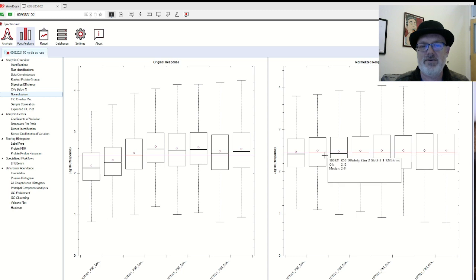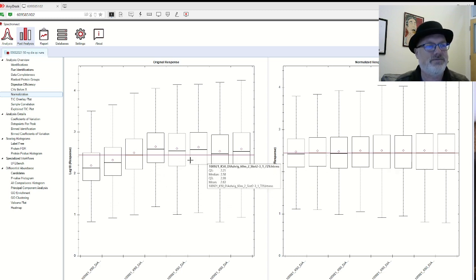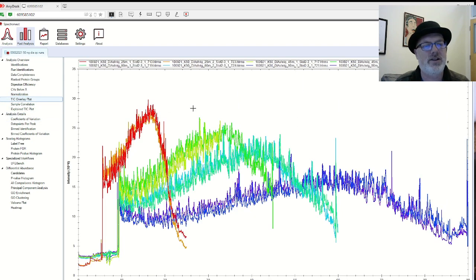Spectronaut is only able to correct it to a certain amount, so just be careful. Okay, the tick overlay plot. Oh, this is pretty, huh? So this is how your tick looks, your total ion chromatogram over time.